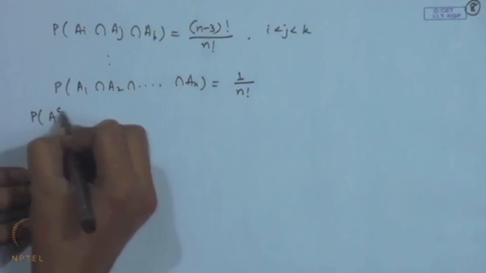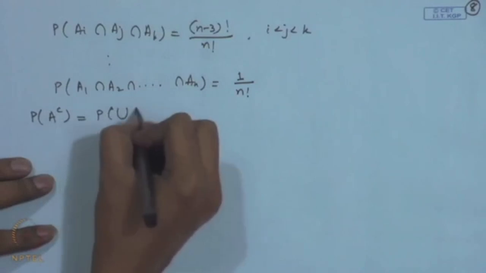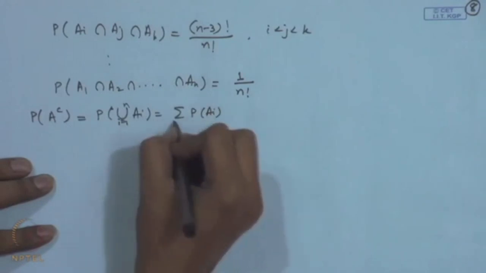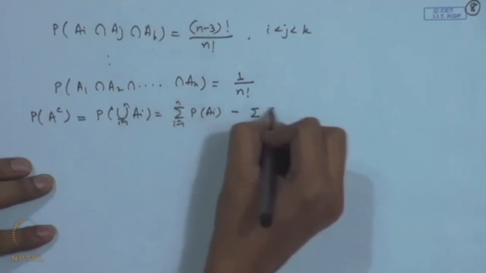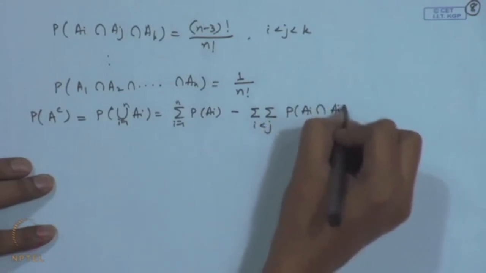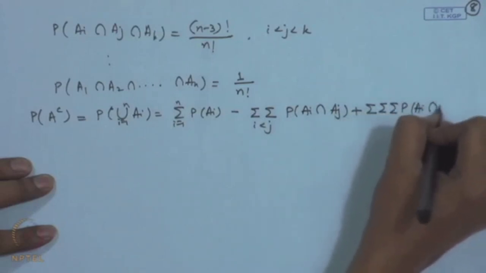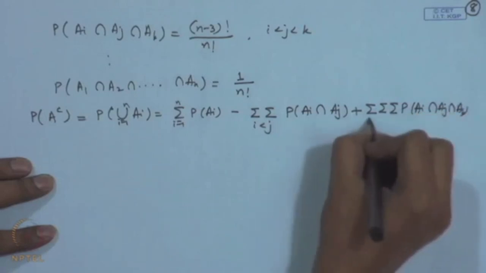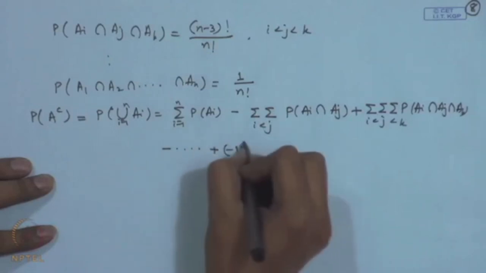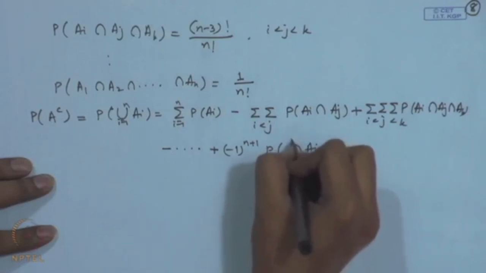So, if we apply the formula for the probability of A complement, that is the probability of union Ai, then that is equal to sigma probability of Ai, i equal to 1 to n, minus double summation i less than j probability of Ai intersection Aj, plus probability of Ai intersection Aj intersection Ak, and so on, plus minus 1 to the power n plus 1 probability of the intersection of Ai, i equal to 1 to n.